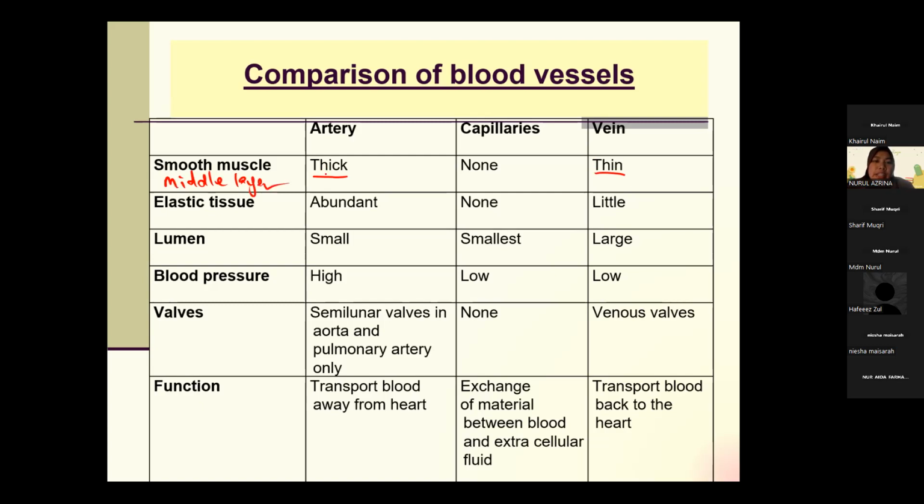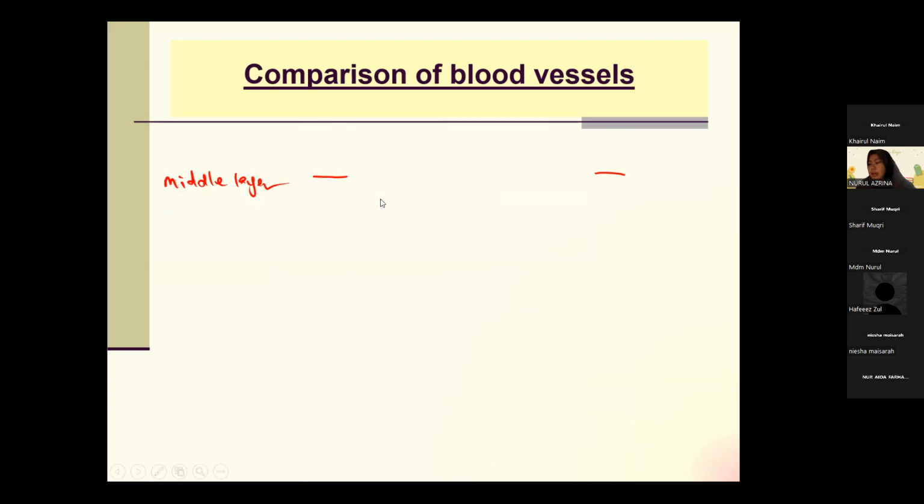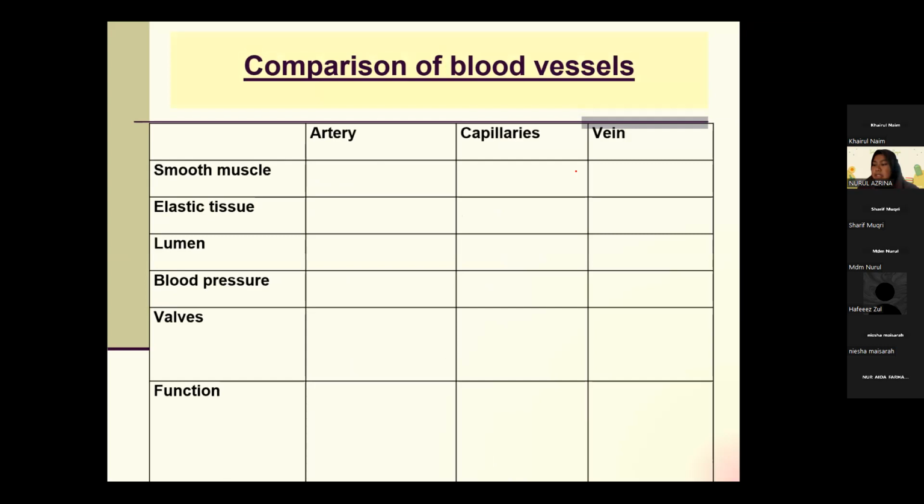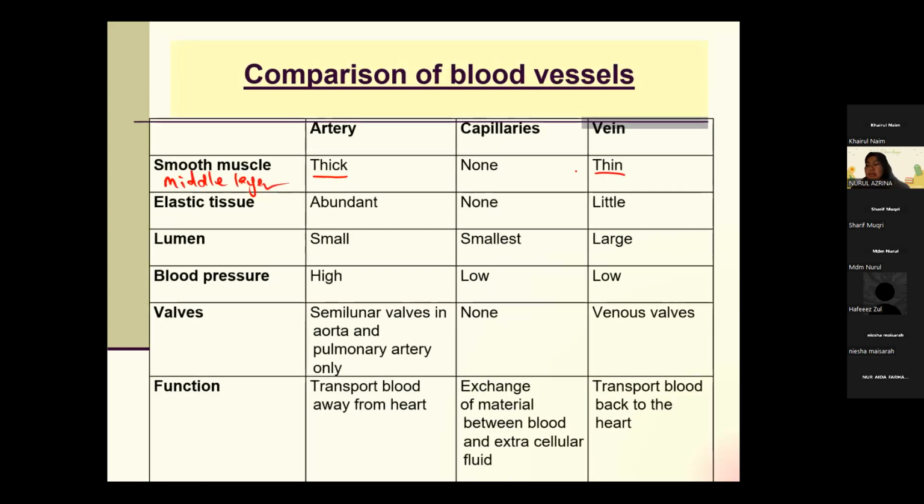All right. And elastic tissue is abundant in artery compared to vein. Elastic tissue or elastic fiber can be found both in the outer layer and also middle layer. Okay. In terms of lumen size, we can compare by referring to this picture. Maybe we can see it more clearly. So vein has a larger lumen compared to artery, and smallest in the capillary.